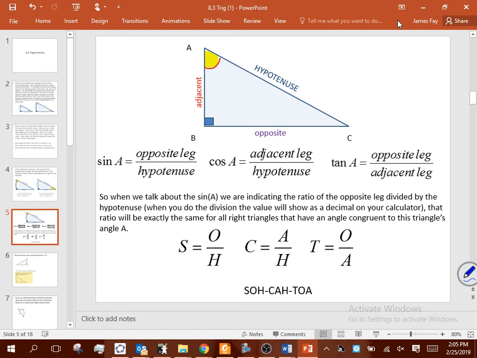But if I'm looking at this triangle, using this triangle, capital A up top being the angle I'm interested in, opposite side, adjacent side, hypotenuse correctly identified. Sine is opposite divided by hypotenuse. Opposite divided by hypotenuse. Okay? Cosine is always adjacent divided by hypotenuse. And tangent is always opposite divided by adjacent.